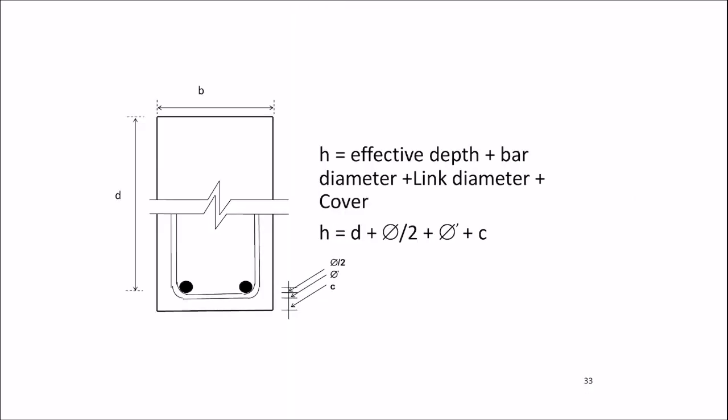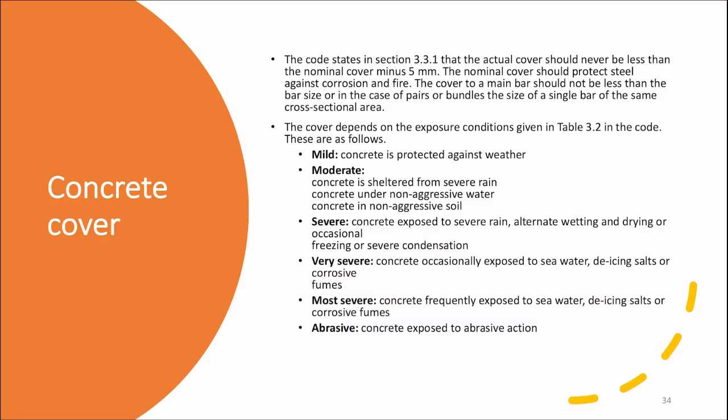I explained earlier the difference between H and D. You want to get the total height, from the top until the very bottom of the beam, which means D, the effective depth, plus, because the effective depth goes only to the middle here, you still have half a bar here, half of the bar diameter, and the link. If the diameter of the link is called diameter prime, and then you have concrete cover at the bottom. That is how you get the total height or overall depth of the beam: it equals effective depth plus half of main bar plus diameter of link plus concrete cover. This is the concrete cover I mentioned earlier.